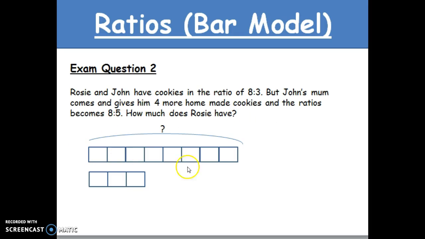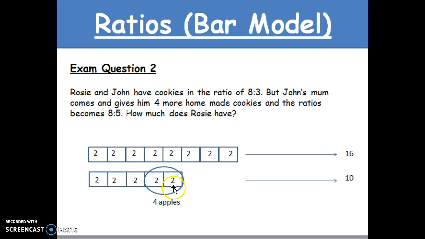So you draw 8 bars and you draw 3. Okay? But the ratio changes. There's 2 more bars at the end, and it happens to be 4 cookies. So what that means is each box is 2. So in that case, Rosie would have 8 boxes of 2s, which gives us 16. And John, not that it matters, but he's going to get 10 altogether.